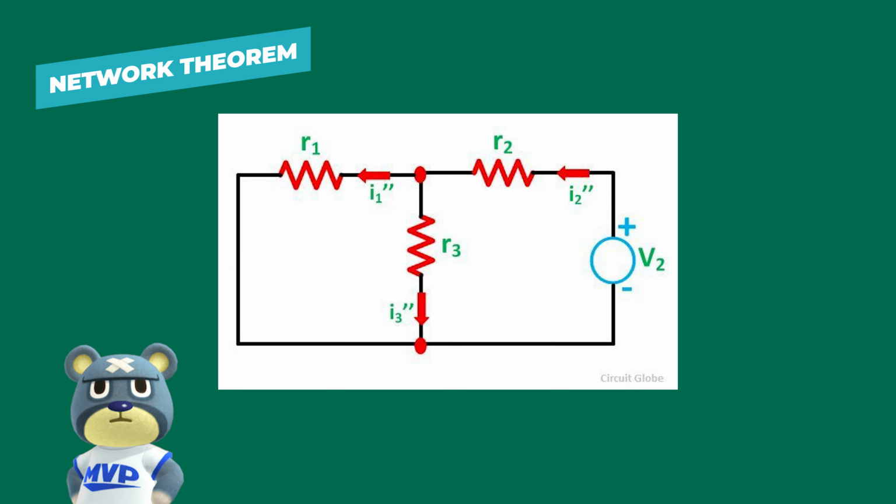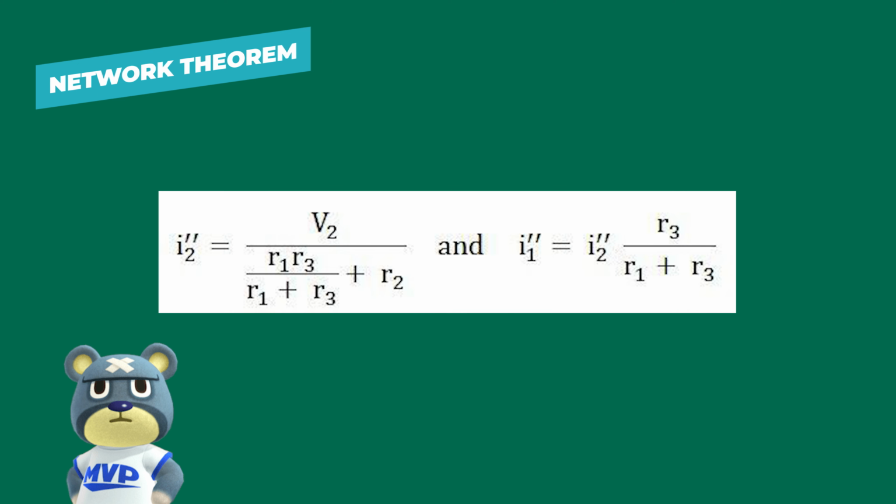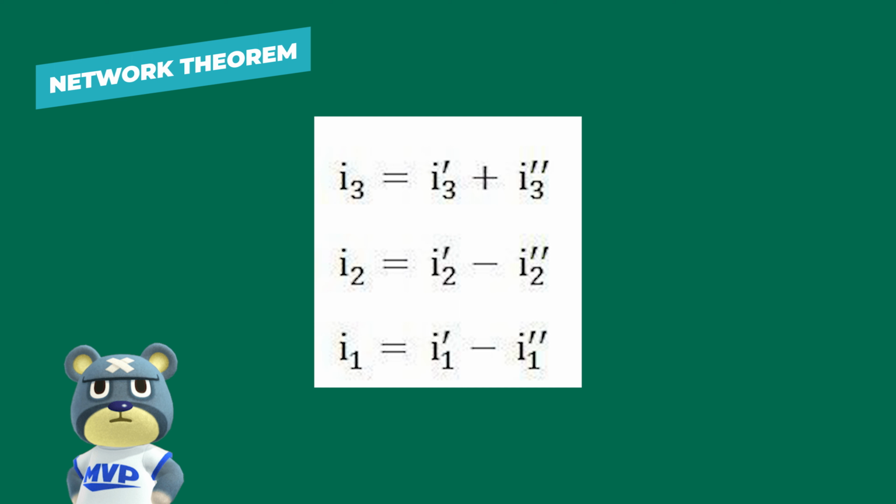Now activating the voltage source V2 and deactivating the voltage source V1 by short circuiting it, we will find the various currents I1, I2, I3. Here, the value of the current I3 is calculated by the equation shown in this figure. As per the superposition theorem, the values of current I1, I2, I3 are now calculated as in this figure. The direction of the current should be taken care of while finding the current in the various branches.